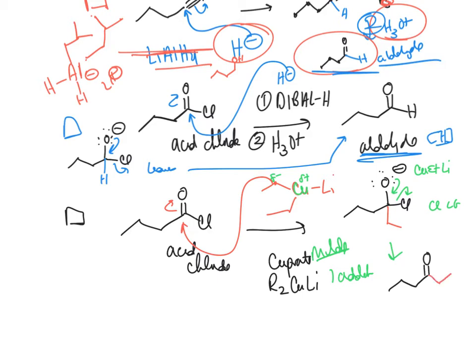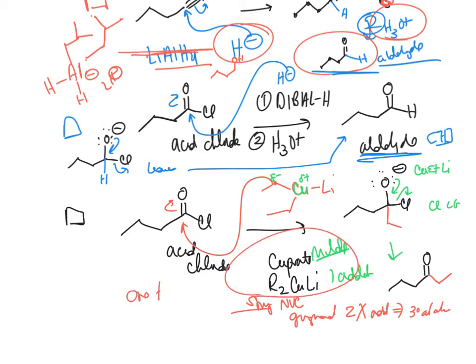Copper is a really nice metal to work with. It's not as strong of a nucleophile as the Grignard. So if you remember, with the Grignard and an acid chloride, you get addition twice, two times it adds, to give you a tertiary alcohol. You saw that on your previous exams. But here with cuprate and acid chloride, it's only going to add one time. So this will stop at a ketone.